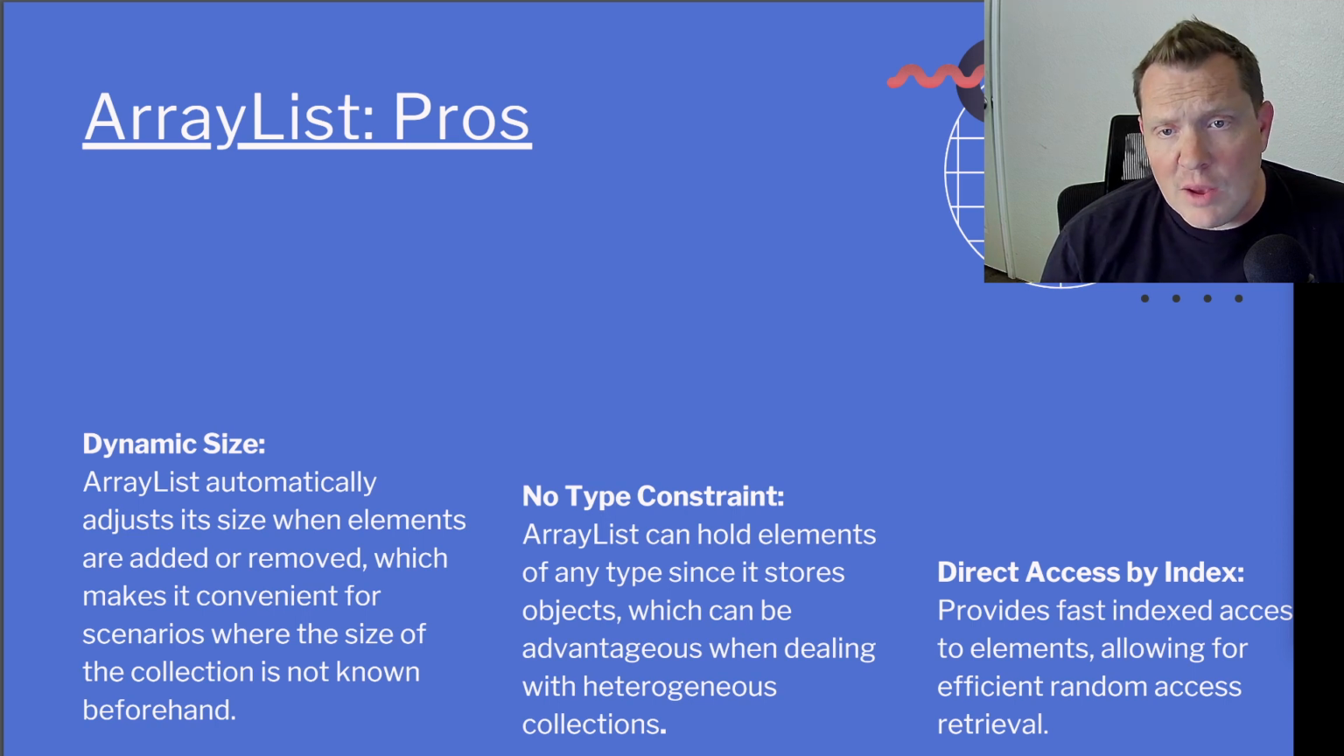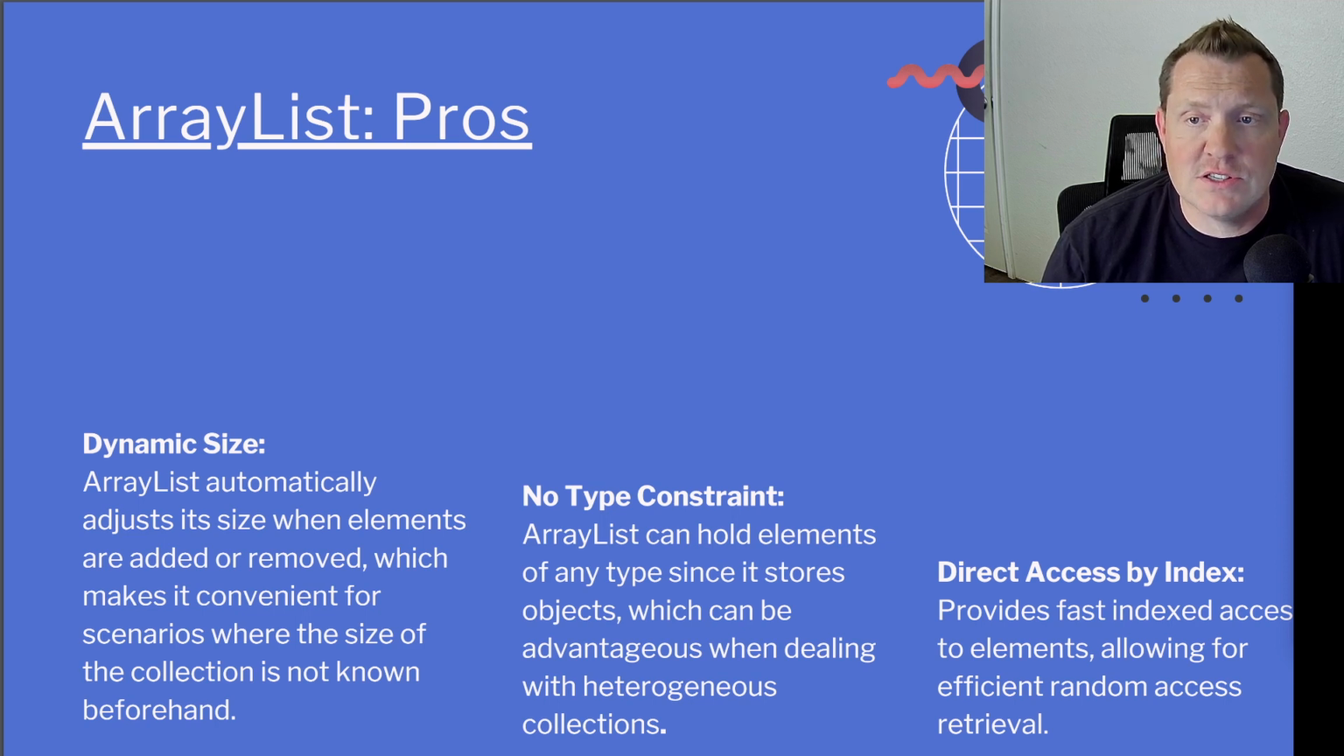Now there's also no type constraints. An ArrayList can hold elements of any type since it stores objects, which can be advantageous when dealing with heterogeneous collections. Lastly, there's direct access by index. It provides fast indexing access to elements, allowing for efficient random access retrieval.